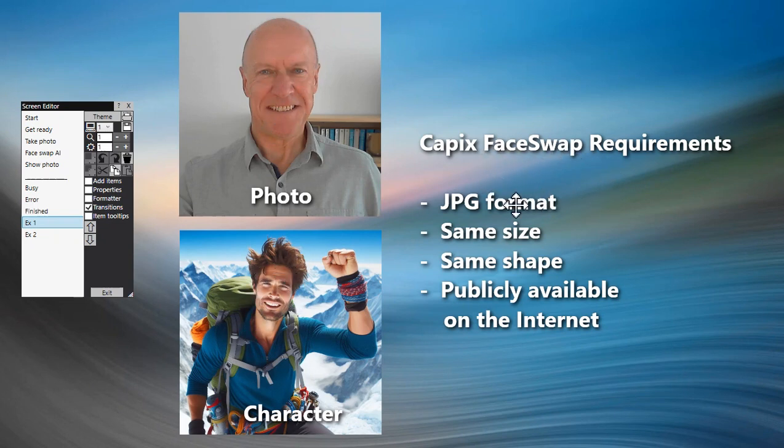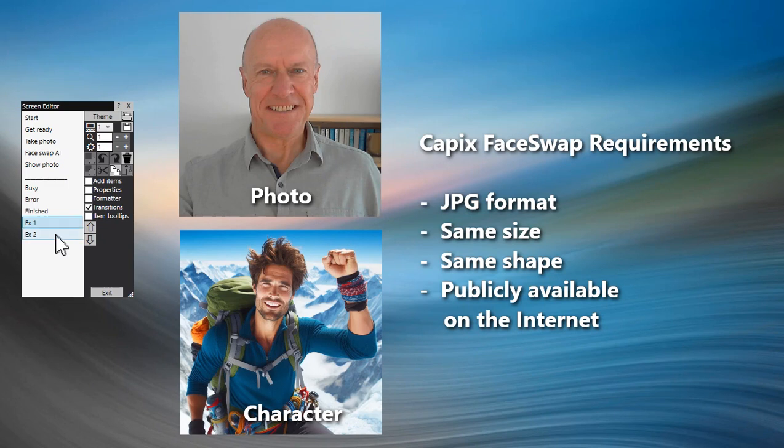Now for face swap to work correctly, both these images need to be JPEGs. That's the first point to mention. They both have to be the same size and they both have to be the same shape. Now I'm going to be showing you how to use square photos in this demo. So the size of these photos should be identical, and very importantly, both of these images have got to be publicly available on the internet. Now what do I mean by that? Well, it means that these photos have got to be uploaded onto the internet and be available for Capix to find, and I'll show you how to do that later.